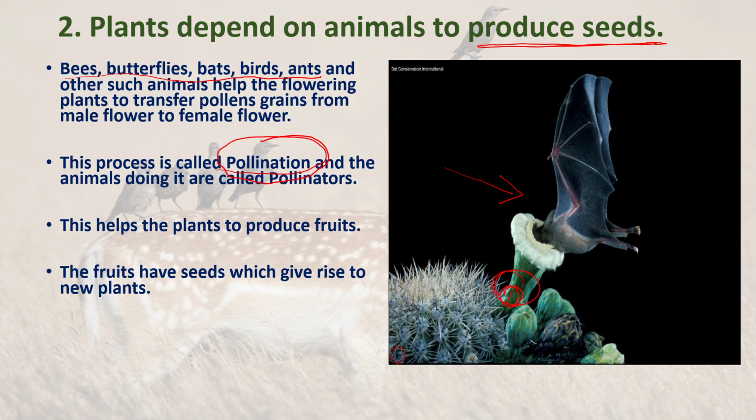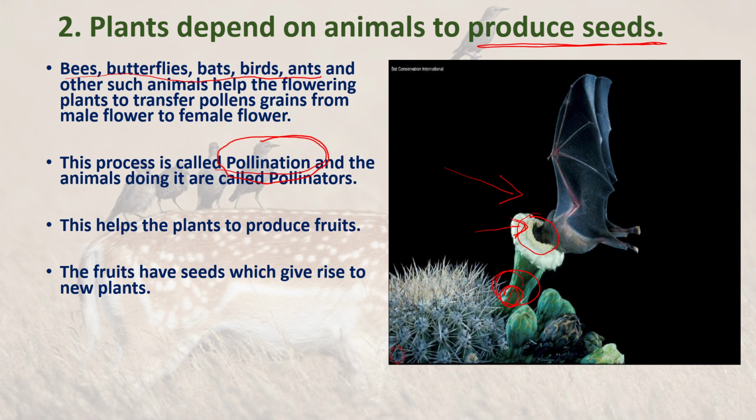Now during this process, what is happening is there are something called pollen grains on this flower. This is a male flower. All male flowers have pollen grains. They are tiny tiny grains like sand. Okay. So these grains, because the head of the bat is inside the flower, these grains will attach to the head of the bat. Right?